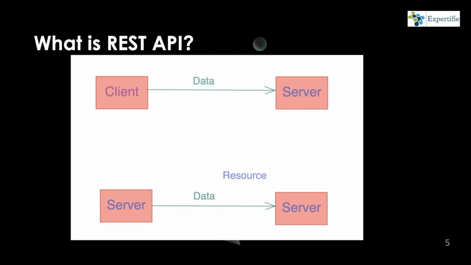And in REST API, it is not always a client-server architecture only. There is a possibility that server-to-server communication is also possible. Like let's say one API calls some other API to fetch other details or other resources. So server-to-server communication is also possible.